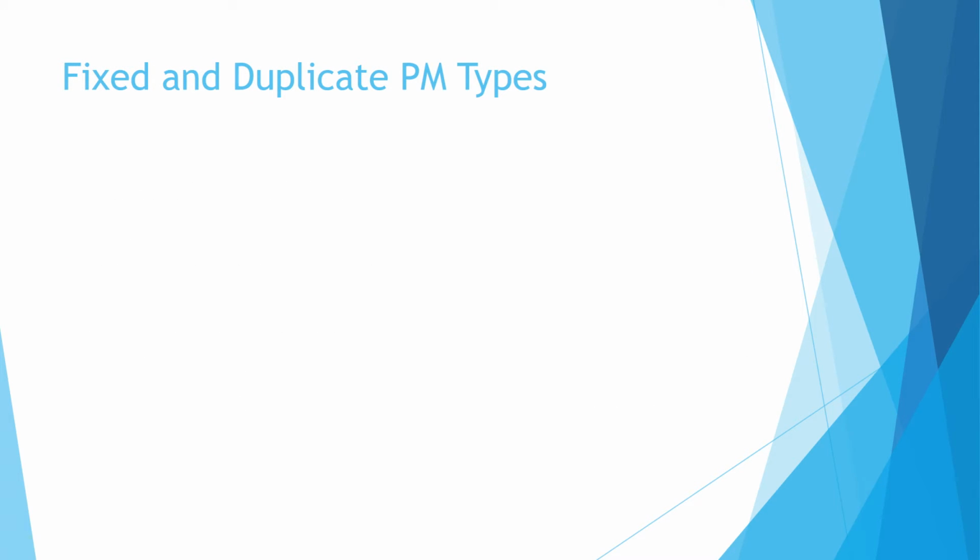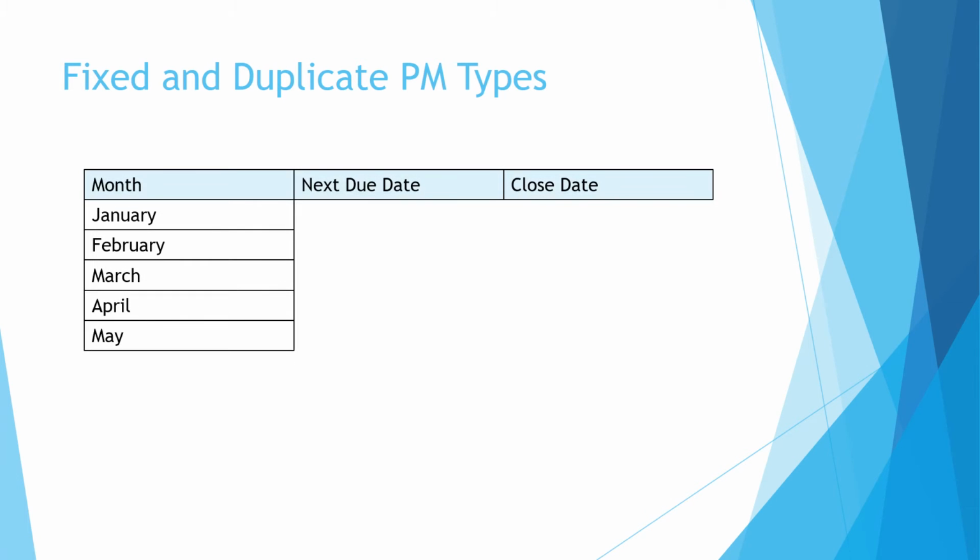Fixed and duplicate PM schedule types are very similar. Both release PM work orders on a fixed schedule, but how release dates are recalculated is very different. Let's take the fixed type and walk through some release dates for monthly PM. If a work order is released on a fixed schedule for January 5th and then closed on the 17th, then Infor EAM recalculates the due date as February 5th.